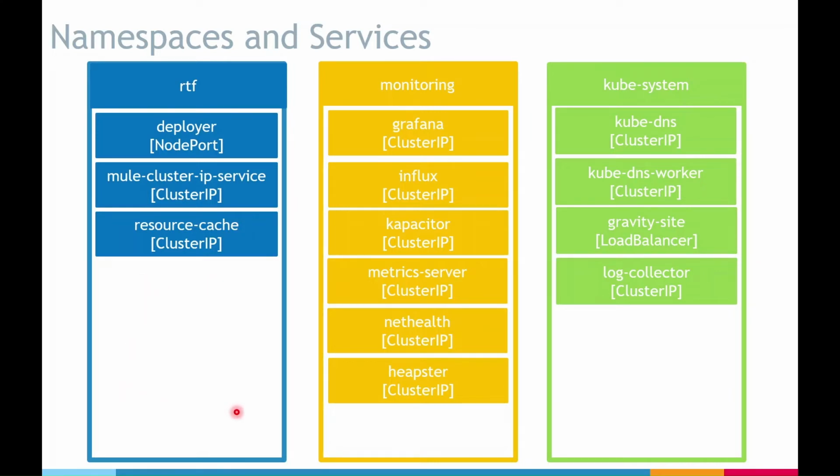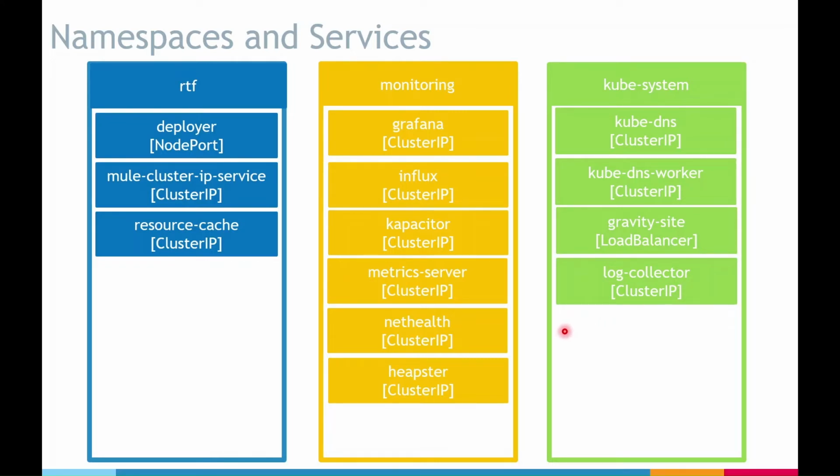Whereas the other three remaining pods which were there do not have any services fronting them, which means that they are most likely scheduler-based pods. In the monitoring namespace, we have Grafana as ClusterIP, InfluxDB also as ClusterIP. So we have pretty much all of them except for the Telegraf node, which doesn't have any service in front of it. Similarly, for kube-system, we have kube-dns, Worker, Gravity site, it's LoadBalancer because it's exposed to the external world. And then we have the log collector, which is of type ClusterIP.